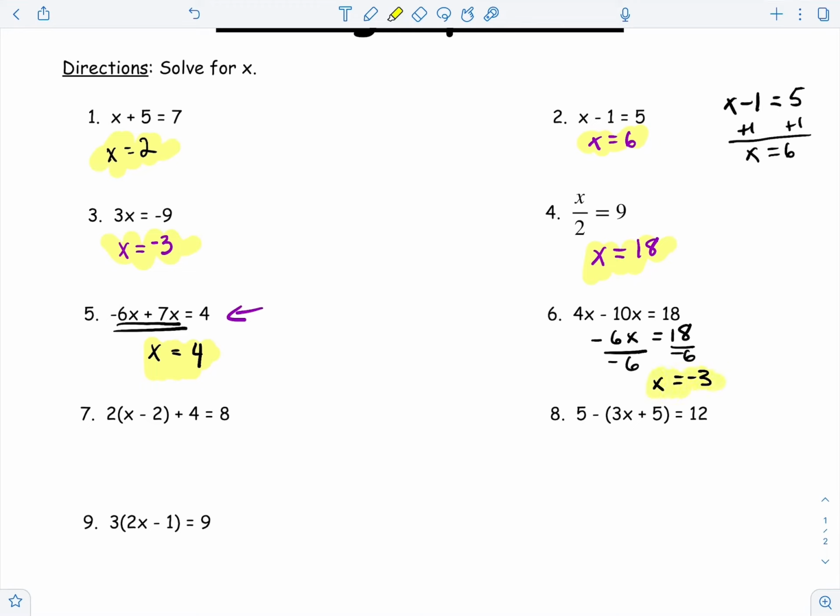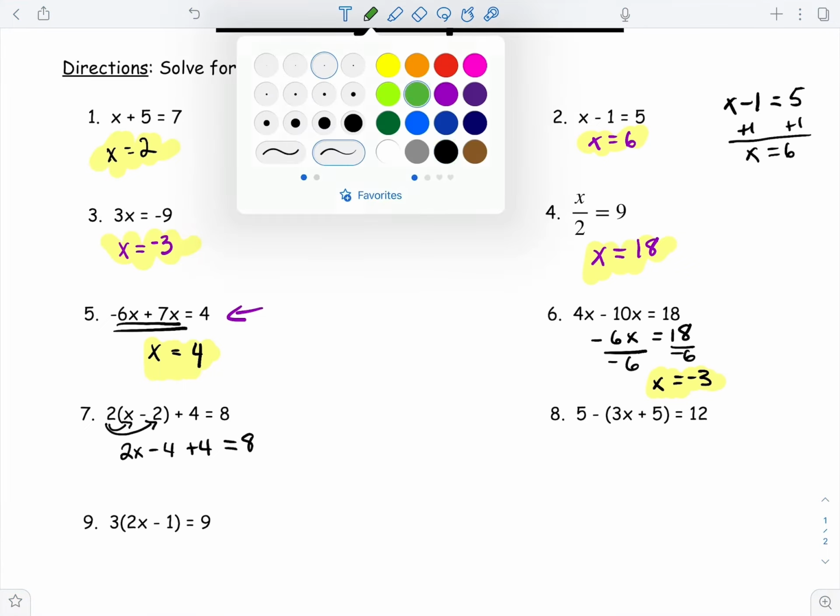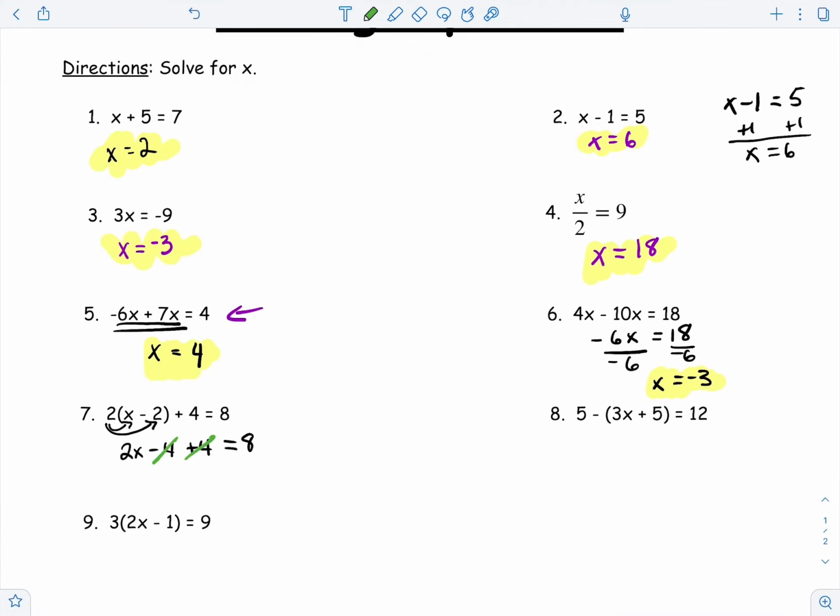All right, almost there. With number 7, we have 2 times x minus 2 plus 4 equals 8. So with this, parentheses lets us know that we're going to be distributing. So 2 times x and 2 times 2. So that's 2x minus 4 plus 4 equals 8. That negative 4 and positive 4 are going to cancel so that we're left with 2x equals 8.